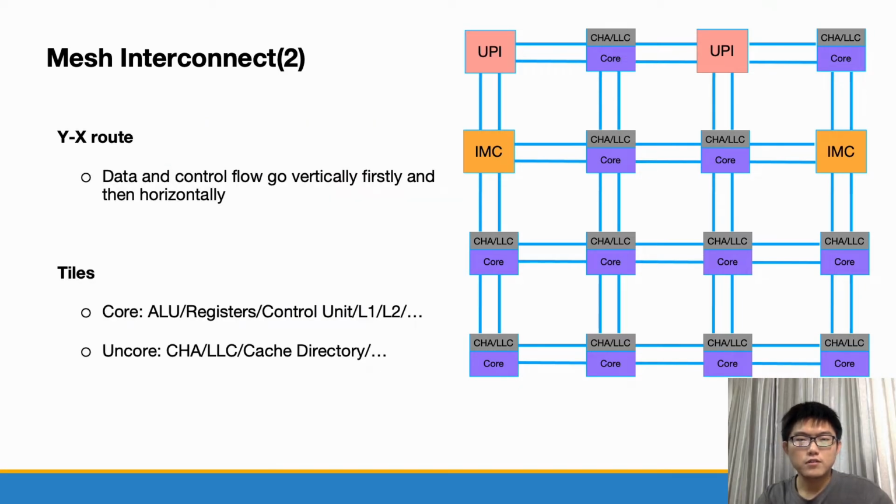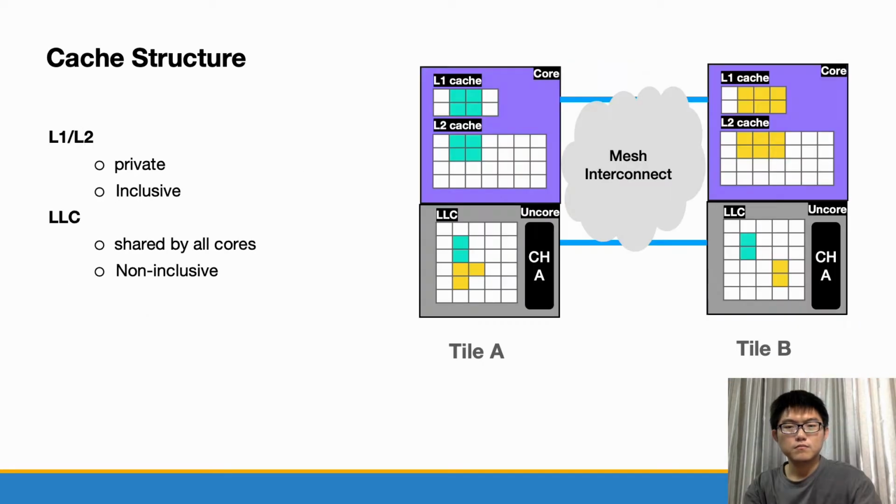The route policy of mesh is XY route or YX route. Data and control flow goes vertically first and then horizontally. Each tile contains a core part and an anchor part. The core part contains ALU, registers, control unit, L1, L2 cache, and so on. The anchor part contains CHA, LLC, cache directory, and so on.